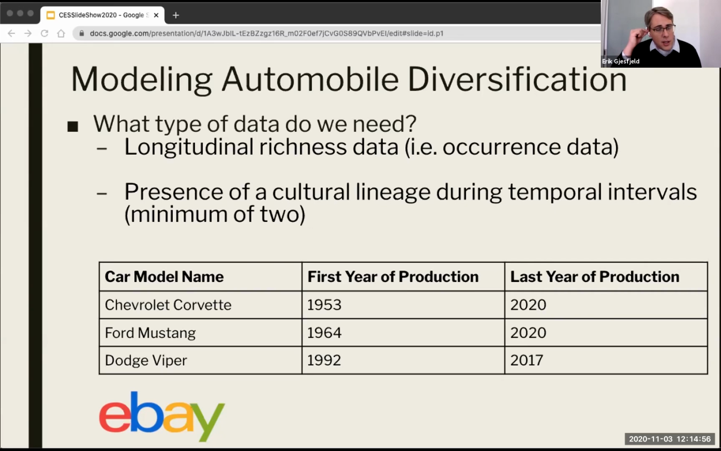And with car models, it's actually quite easy, as we have very good data on the timings of production. So you can see the structure of the data here with three simple examples of a Corvette, a Mustang, and a Viper, the years in which those car models were first put into production, and then the last year of production, some of them still being produced. And so in that case, the last year of production is 2020.